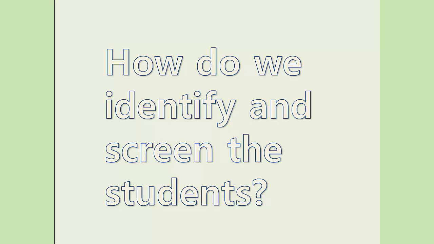There are 8 phases to this process. Phase 1, recognition. Phase 2, pre-referral. Phase 3, referral for special education evaluation. Phase 4, special education evaluation. Phase 5, eligibility, FAPE, F-A-P-E. Phase 6, IEP meetings. Phase 7, IEP implementation. Phase 8, re-evaluation.